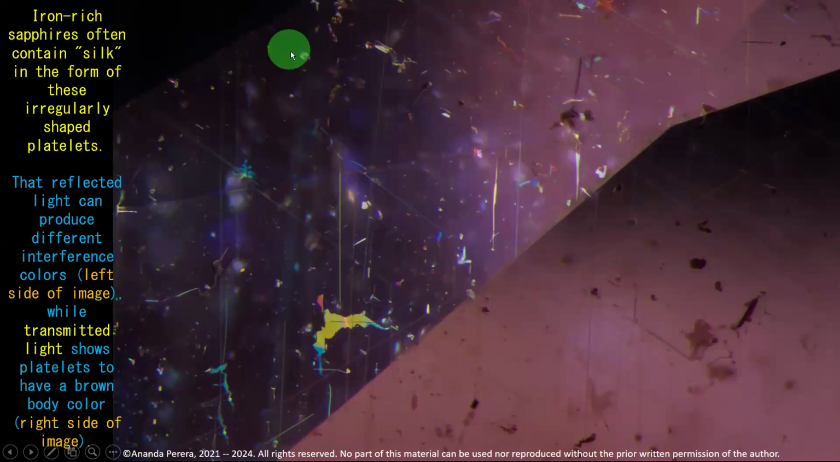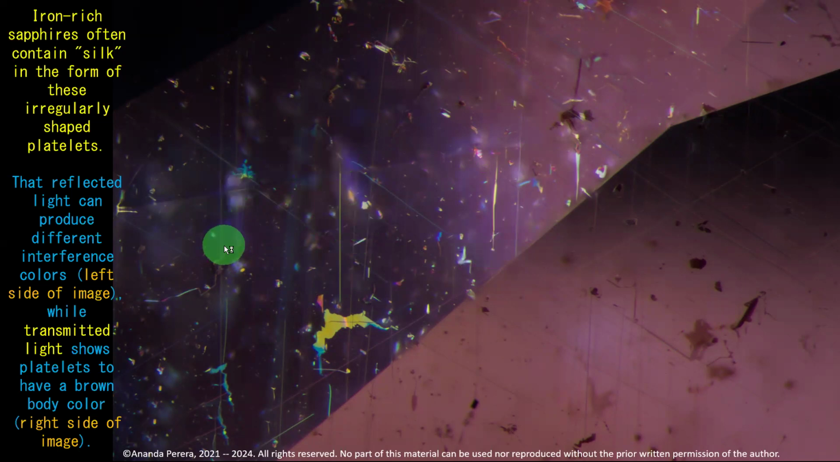Look at this picture. Here it is iron-rich sapphires from Sri Lanka, often contain silk in the form of these irregularly shaped platelets. These are irregularly shaped platelets you can see here. That reflected light can produce different interference colors.